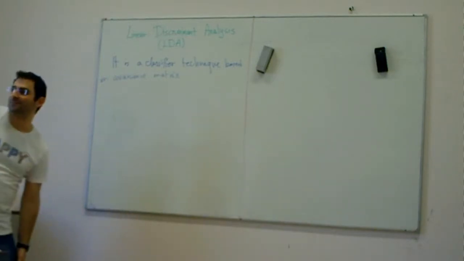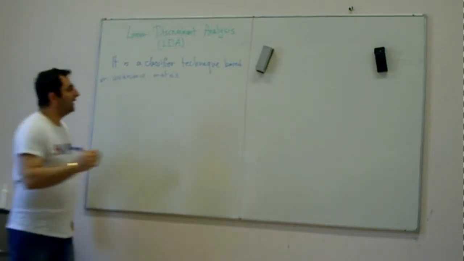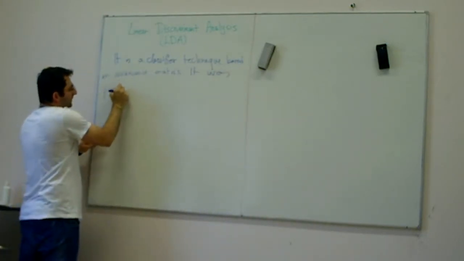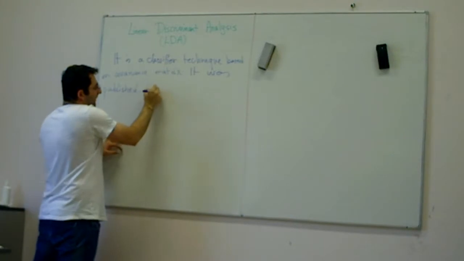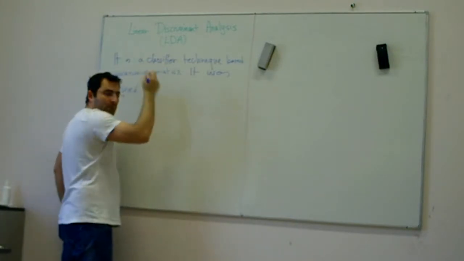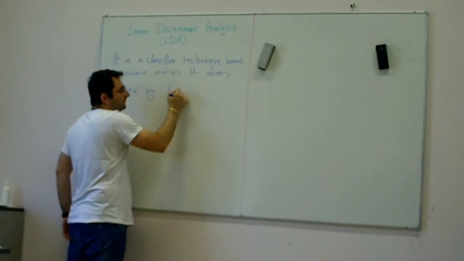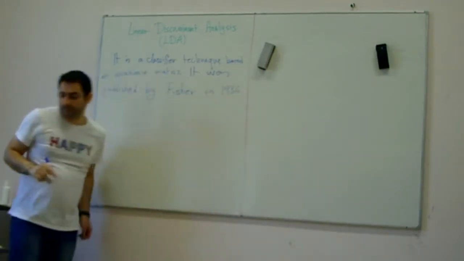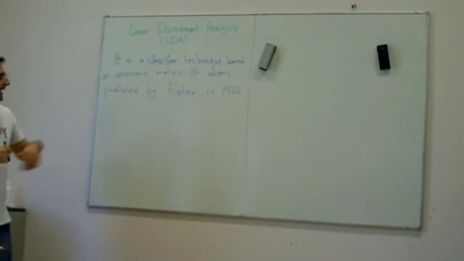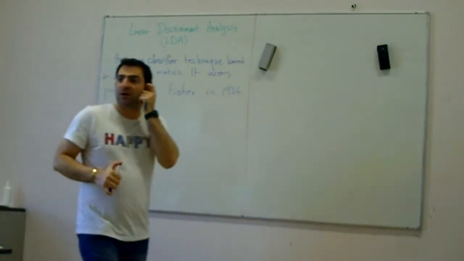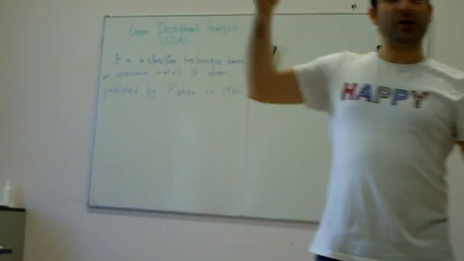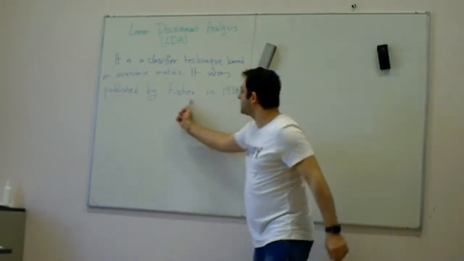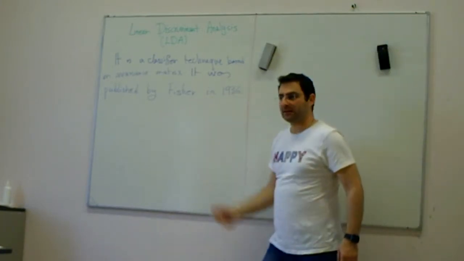It is pretty old. It was published by someone, I don't remember his first name, called Fisher, in 1936. And that's why in many books, if you see, they call it Fisher method or Fisher features. So LDA sometimes is noted by this Fisher technique.